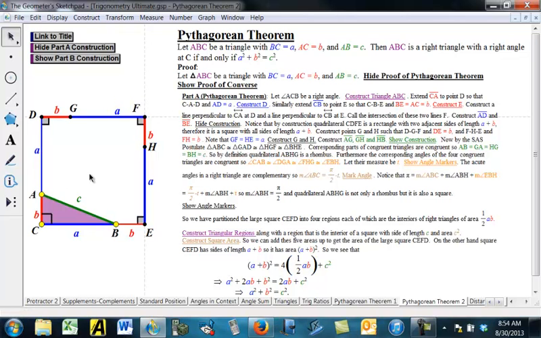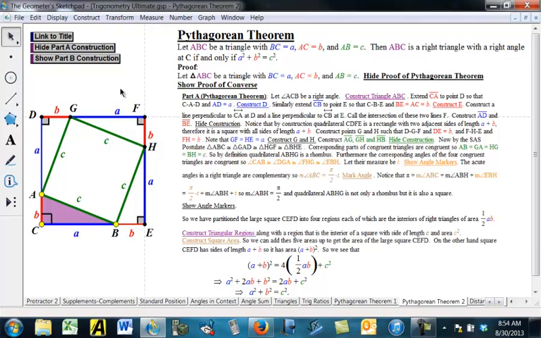Okay, now what we're going to do is connect up some other sides here. And we're going to make this little green shape going from A to G to H to B back to A. That is a quadrilateral. Now, I'm going to claim that it's going to be a square, but we're going to have to prove that.